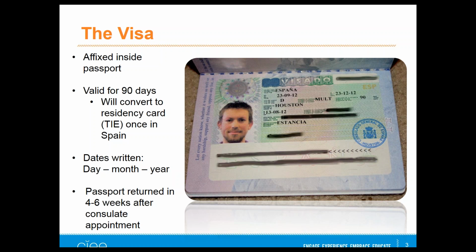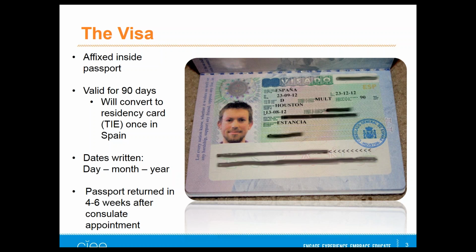For participants that are placed in the region of Madrid, your residency card is going to be valid until the end of June 2019. And for participants placed in Andalusia, where the school year is shorter, your residency card will be valid until the end of May 2019.